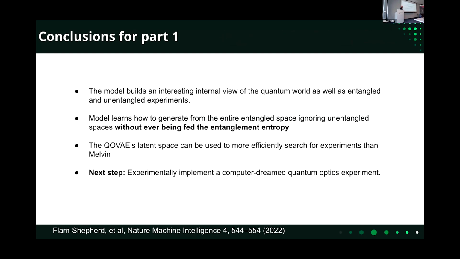So I'm going to end with the conclusions for this part. Unfortunately, the second part of my talk will not be presented, but can we experimentally implement a computer-designed quantum optics experiment that comes out from this? I think that will be the dream.